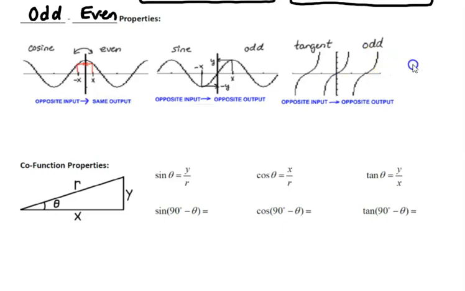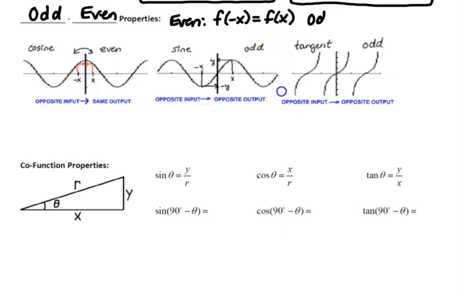Now, when we talked about the definition of odd and even, we used the idea that with opposite inputs you get the same output. So in function notation, so I'm going to write down even here. In function notation it would look like this. F of negative x, the opposite of x, is the same as f of x. So opposite inputs give you the same output. Okay, f of negative x equals f of x. Opposite, the y values are the same even though the x values are different.